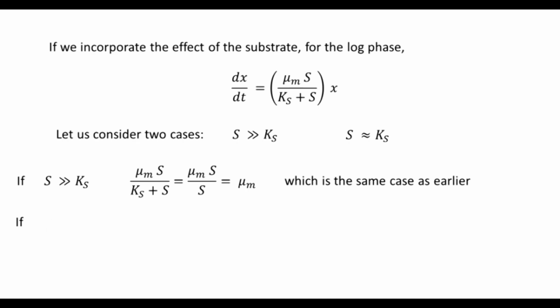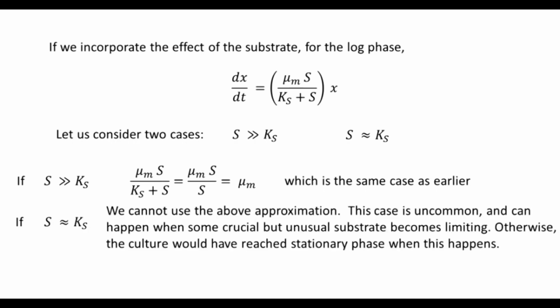Now the second condition, if S is approximately equal to Ks, then we cannot use the above approximation. You cannot say that you can replace Ks plus S with S alone, because both are comparable. This case is rather uncommon in the case of a batch bioreactor, and can happen when some crucial but unusual substrate becomes limiting. Otherwise, the culture would have reached stationary phase when this actually happens.